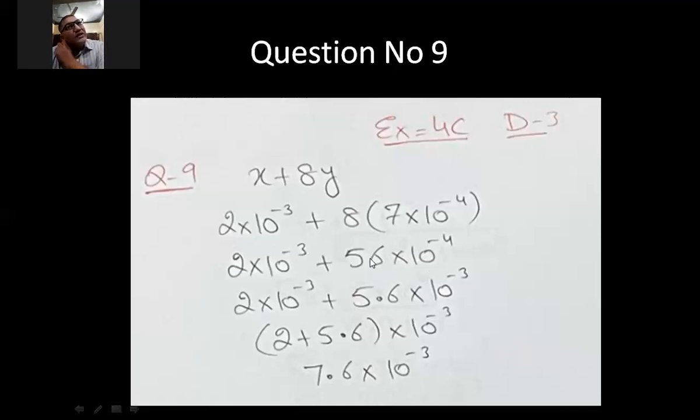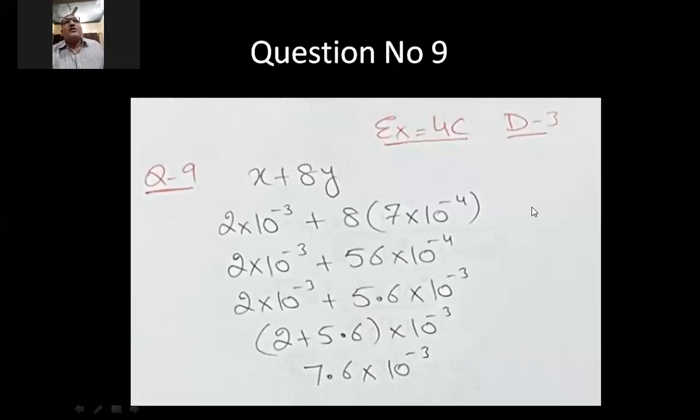When you move it one step to this side, here a power will be added. So the power will now be 10 raised to the power minus 3. So I can take 10 raised to the power minus 3 common. So inside the bracket you will have 2 plus 5.6 x 10^-3. So that will be 7.6 x 10^-3. So this is how you will do question number 9.